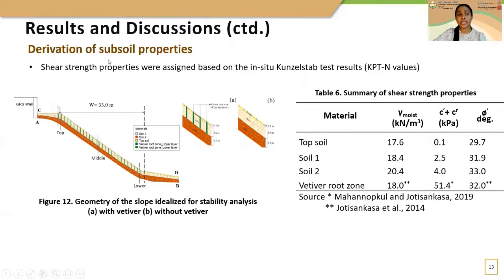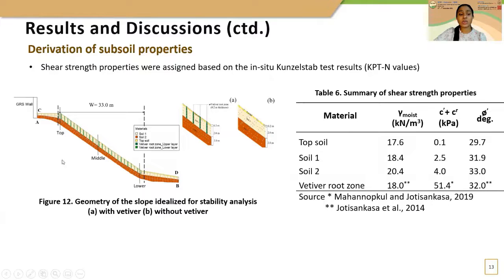As I mentioned earlier, the shear strength properties were assigned based on the in situ Kasetsart test results. As shown in this table, the soil parameters were assigned based on these in situ Kasetsart test results, and the shear strength values for the vegetation properties for the vetiver root zones were assigned based on the past literature.